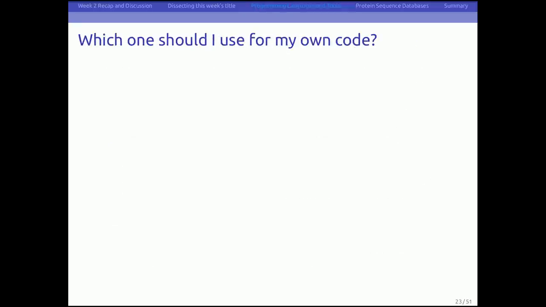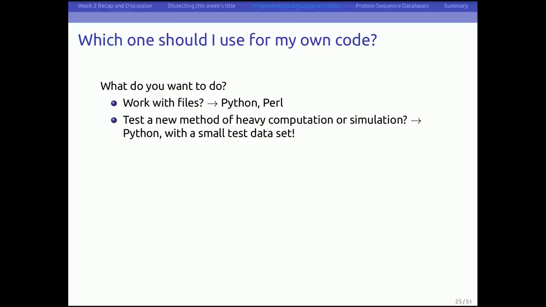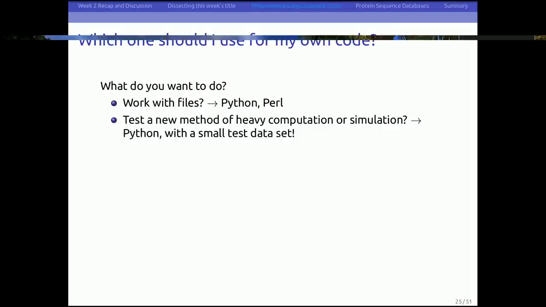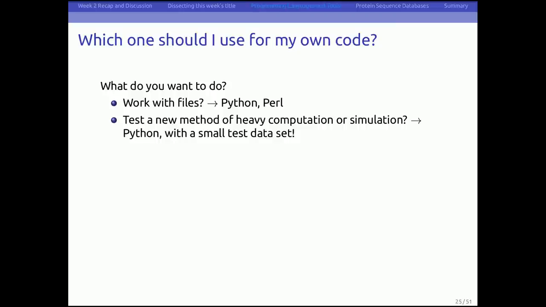So, if you are writing your own code, which programming language should you use? Well, it depends on what you want to do. If you want to work with files, Python or Perl, definitely. They are the easiest to work with files. Let's say you have developed a new approach to perform some complex calculation or computation or simulation. I would recommend Python, and obviously I would recommend a small testing data set so it runs fast enough for you to see the results.